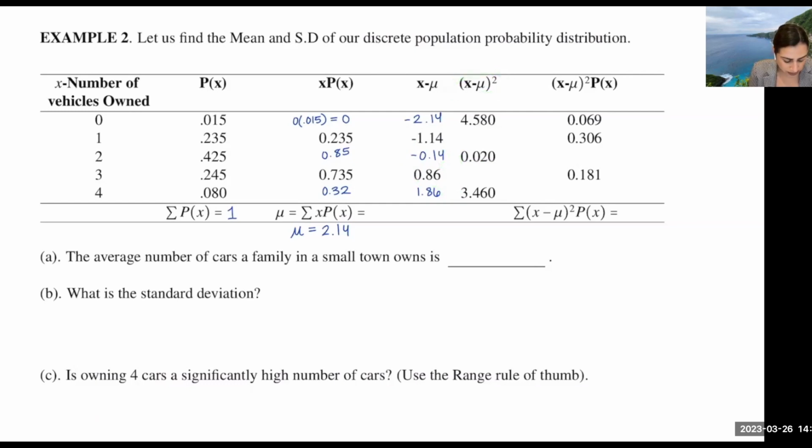So again, we're just doing it step by step. So this is going to be 1.29, and this ends up being 0.74 when we square it. All right. Now, the second to last step here is, we found x minus mu, and then we squared it. And now we're going to multiply this value by its corresponding probability.